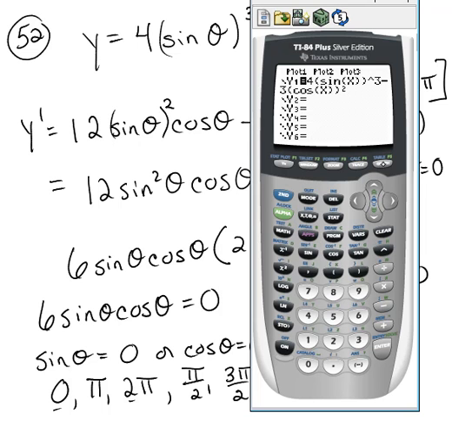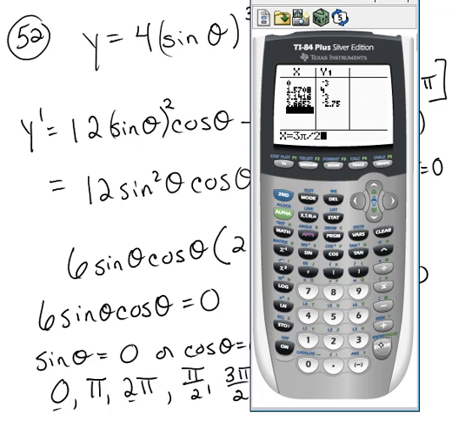And then we'll go to the table, and we'll try our values, which were 0, and then pi over 2. It's going to go in order. And then pi. And then we had 7 pi over 6, and then we had 3 pi over 2, and we had 11 pi over 6, and then finally 2 pi.